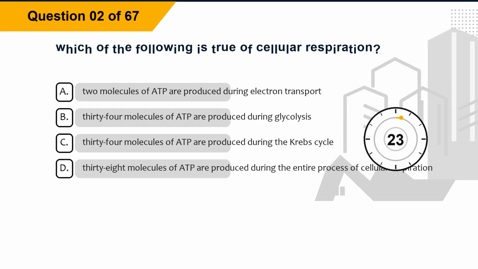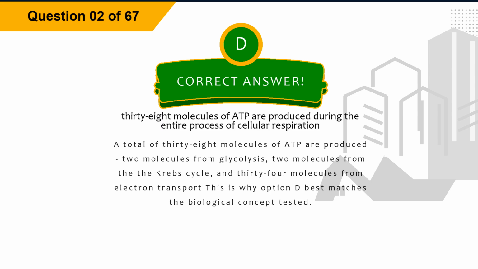Question 2. Which of the following is true of cellular respiration? Option A, 2 molecules of ADP are produced during electron transport. Option B, 34 molecules of ADP are produced during glycolysis. Option C, 34 molecules of ADP are produced during the Krebs cycle. Option D, 38 molecules of ATP are produced during the entire process of cellular respiration. The correct answer is option D, 38 molecules of ATP are produced during the entire process of cellular respiration. Explanation: a total of 38 molecules of ATP are produced, 2 molecules from glycolysis, 2 molecules from the Krebs cycle, and 34 molecules from electron transport. This is why option D best matches the biological concept tested.